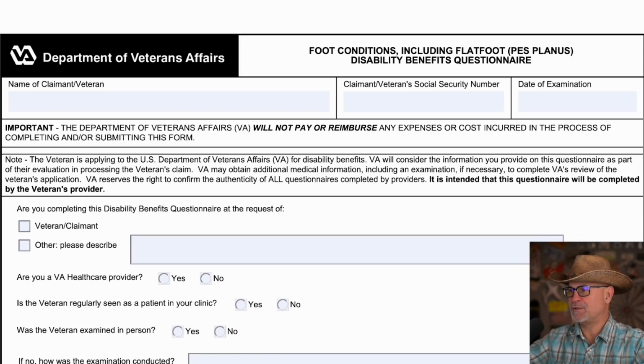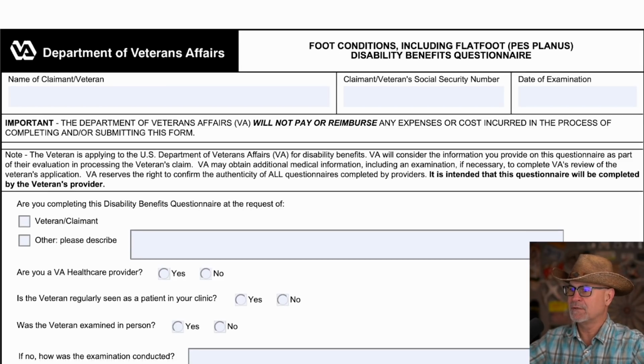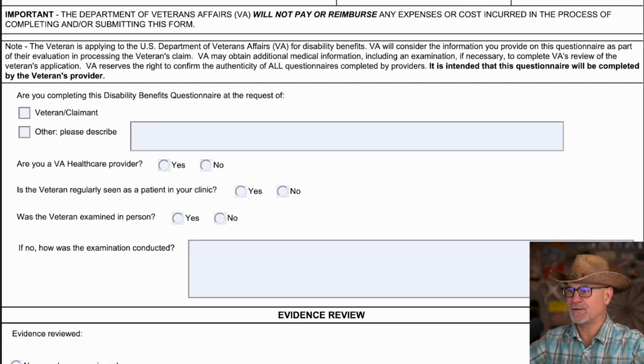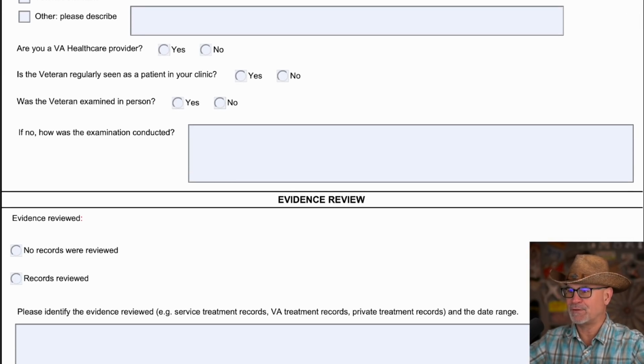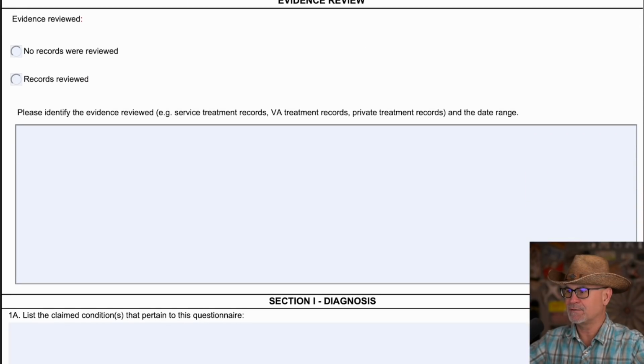This is the DBQ for foot conditions, including flat foot, aka pes planus, and it's called a Disability Benefits Questionnaire. This is going to be filled out on you for sure, so you want to make sure that you review this. I'll show you some of the parts that are going to be important for you. A lot of this stuff, the doctor fills everything out, but it's good to know what kind of boxes he's going to be looking to check.